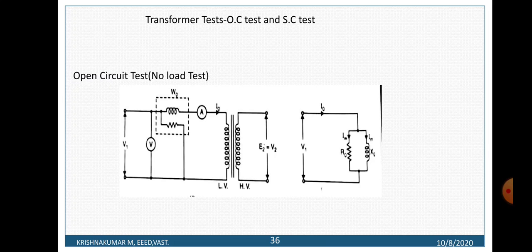So I0 is the phasor sum of IW and IM. IM is equal to I0 sin phi 0. IW is equal to I0 cos phi 0. I0 is the phasor sum of IM and IW.